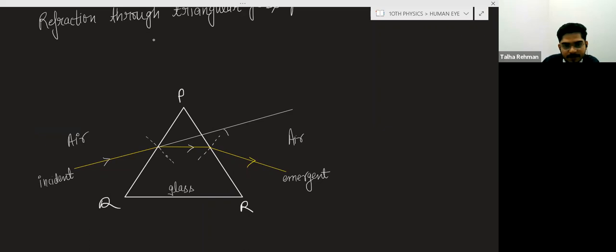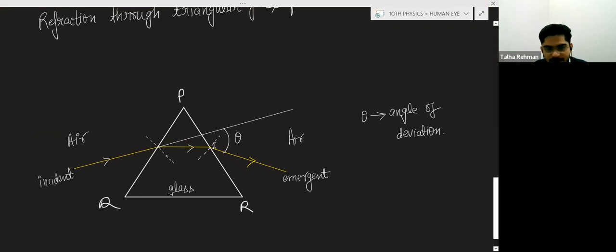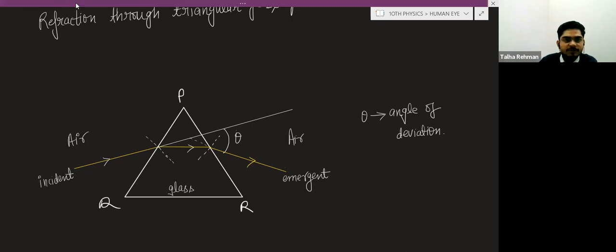Now see the angle between the incident ray and the emergent ray. Suppose this angle is theta, and this theta is the angle of deviation. Now you can compare the refraction through the glass slab and refraction through the glass prism. See, the incident ray and the emergent ray are not parallel. So this thing you have to remember.